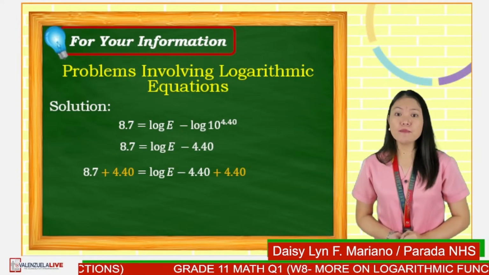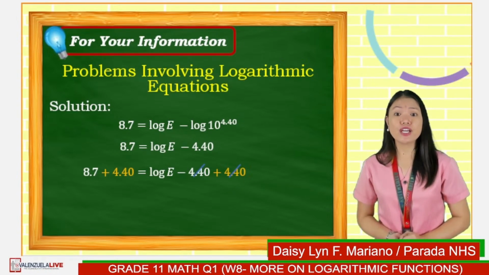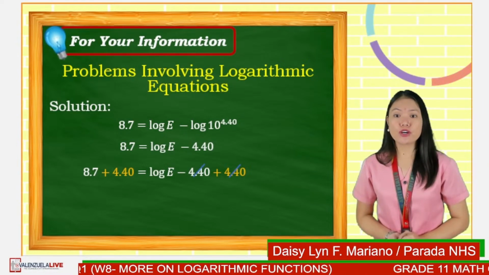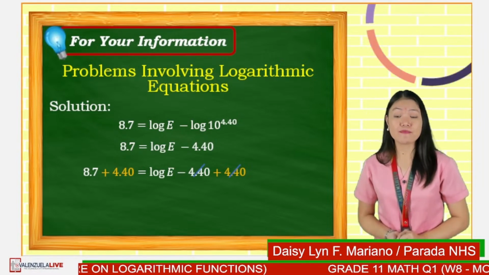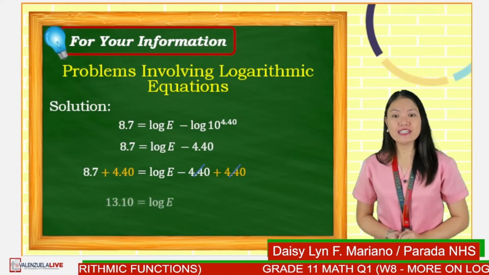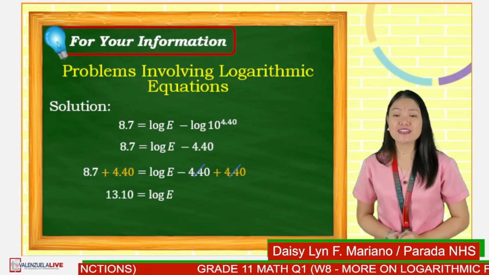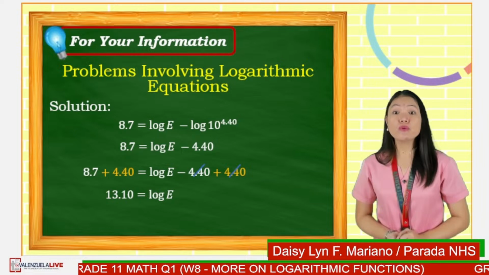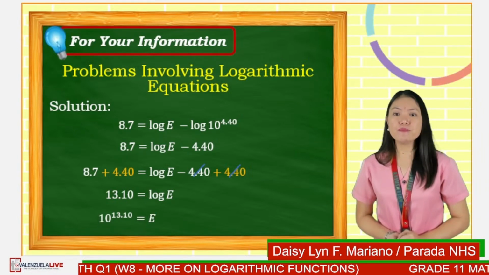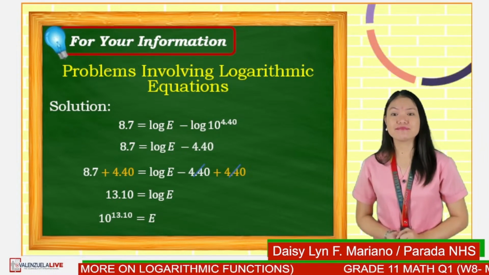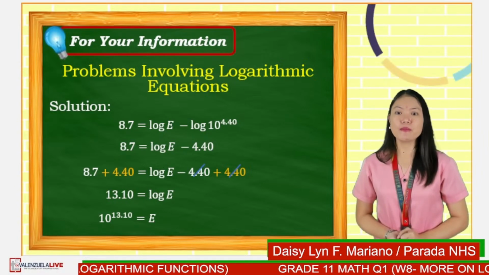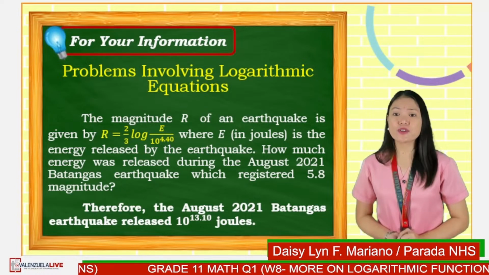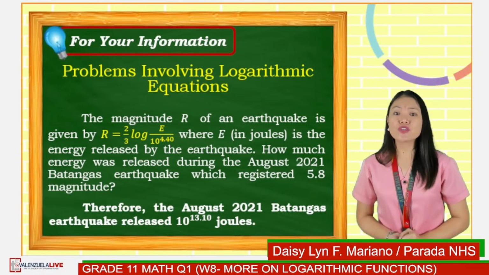Negative 4.40 and positive 4.40 in the right side of the equation has a sum of 0, while 8.7 plus 4.40 will give a sum of 13.10. So, we will have 13.10 is equal to logarithm of E. Last, we're writing this in exponential form. We will have 10 raised to 13.10 is equal to E. Now, we go back to the problem and answer it. Therefore, the August 2021 Batangas earthquake released 10 raised to 13.10 joules.